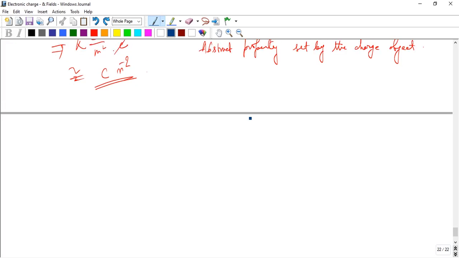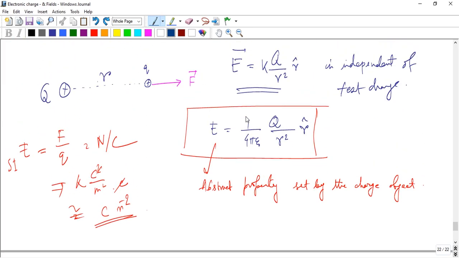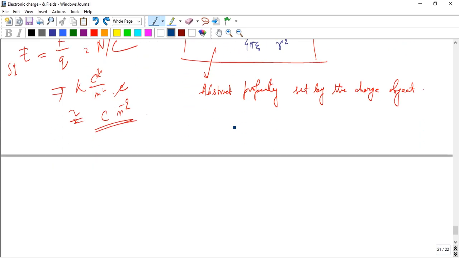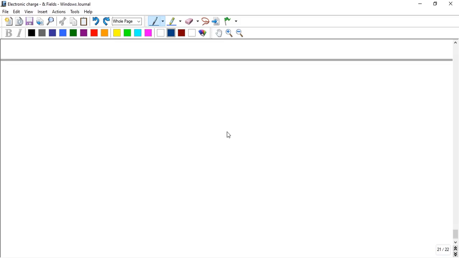So, continuation of the previous topic. In the previous class we discussed what an electric field is. Now we can analyze the electric field. Okay, and there's a basic concept about the electric field.